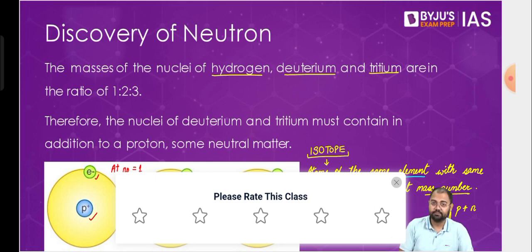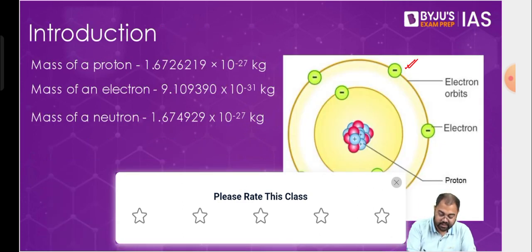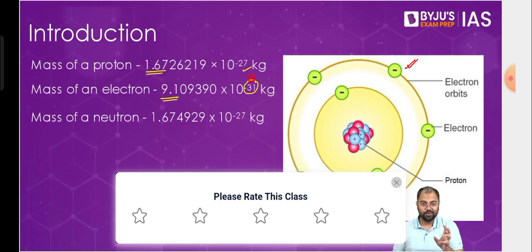Now, it can't be an extra electron, because electrons are much lighter than protons. Protons have a mass of 1.67 into 10 to the power of minus 27 kg. Electrons have a mass of 9.1 into 10 to the power of minus 31 kg. So electrons are almost 2,000 times lighter than a proton. To balance the extra proton's mass, you would need a total of 1840 electrons, and then it would be a negatively charged particle. So that's not the case.